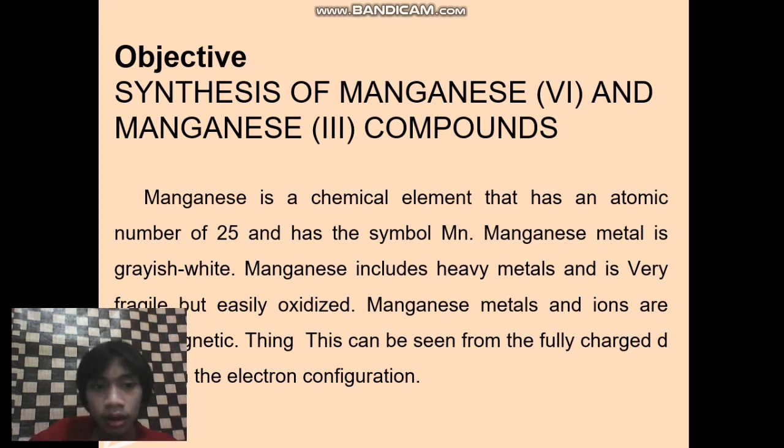Literature review. Manganese is a chemical element that has an atomic number of 25 and has the symbol Mn. Manganese metal is grayish white. Manganese is a heavy metal and is very fragile but easily oxidized. Manganese metals and ions are paramagnetic. This can be seen from the partially filled d orbital in the electron configuration.